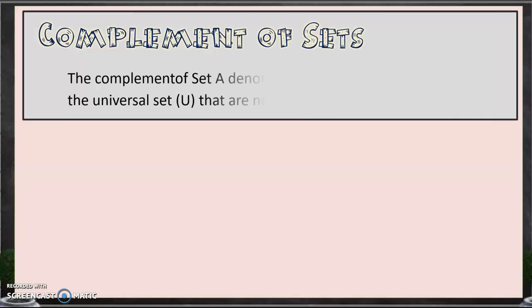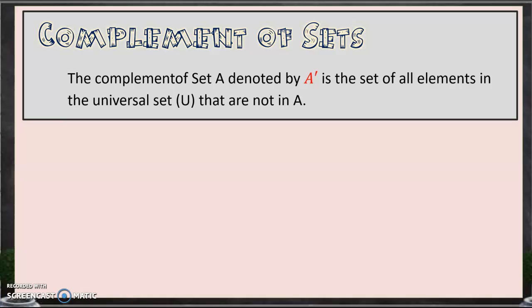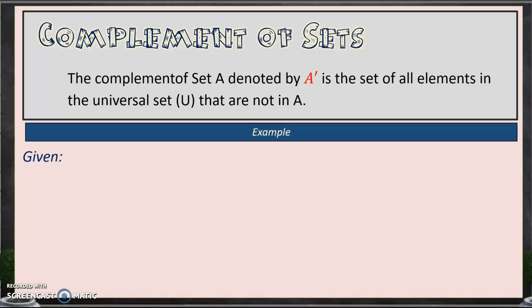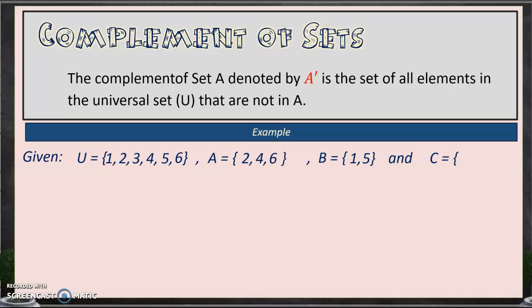Complement of sets. The complement of set A, denoted by A prime, is the set of all elements in the universal set that are not in set A. Example, given the universal set is 1, 2, 3, 4, 5, 6. Set A is 2, 4, 6. Set B is 1, 5. And set C is an empty set. So find A prime, B prime, and C prime.